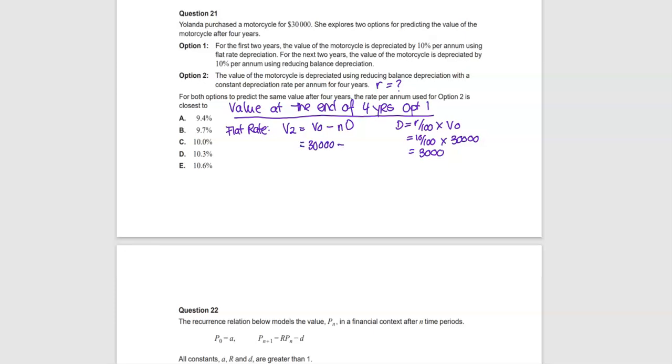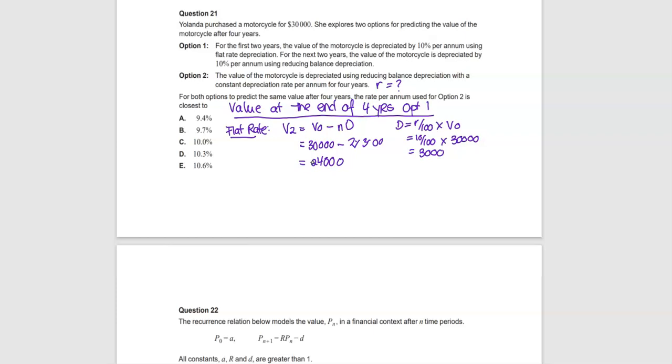So if I'm finding V2, it'll be 30,000 minus... Now, it's only flat rate for 2 years. That's why I said V2. So it's 2 times the 3,000. And that equals 24,000.